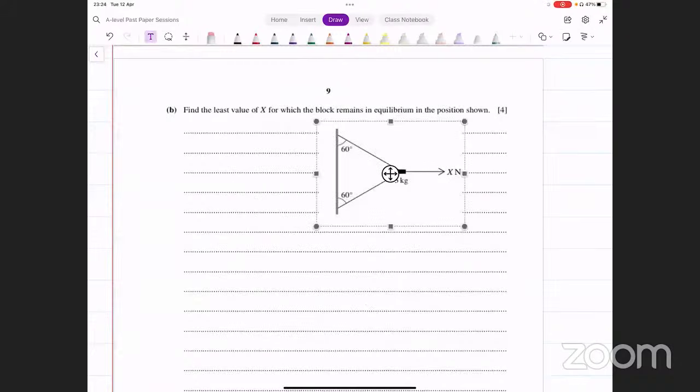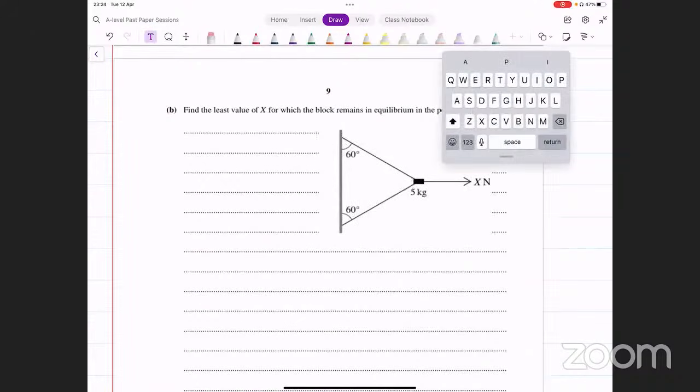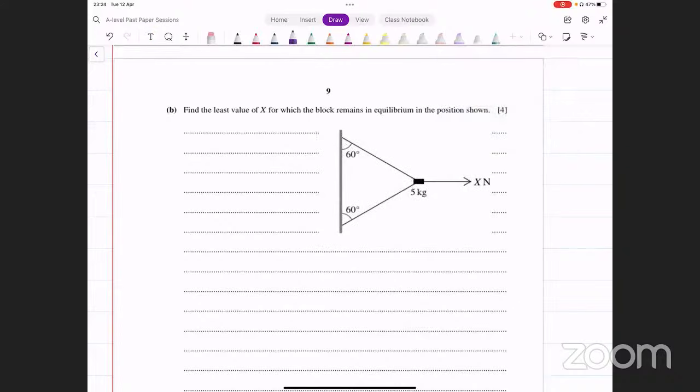Okay, so this is the figure that we have. अब उसने क्या कहा है? Find the least value of x for which the block remains in equilibrium in the position shown. अच्छा देखिए, फर्स्ट पार्ट में हमने क्या किया है? हमने अपनी फोर्सेस को ऑलरेडी रिजॉल्व कर लिया. Let's actually just represent these forces here. Just try to understand what exactly is happening.